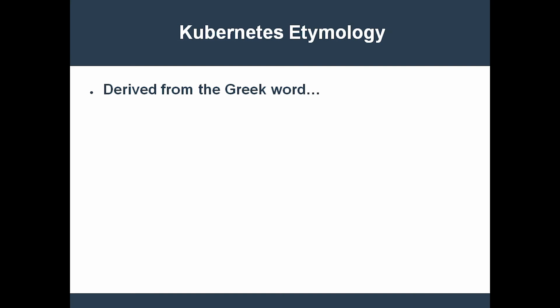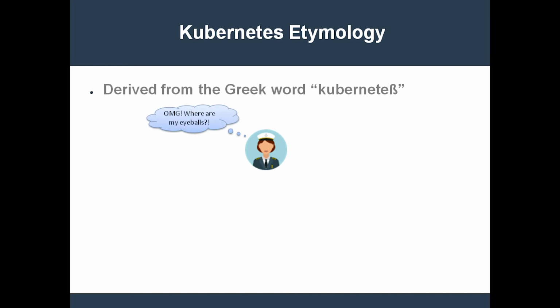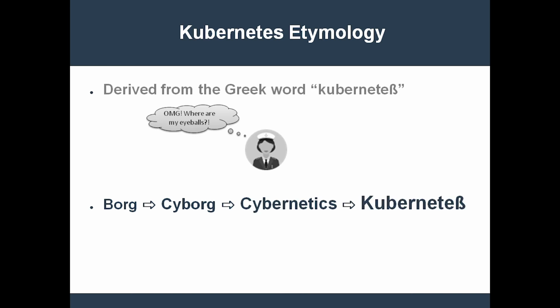Now, after a decade of experience with Borg, Google created a modern, open-source container orchestration platform called Kubernetes. The word Kubernetes derives from this Greek word, which means helmsman or pilot, as in someone who steers a ship. Interestingly enough, the word Borg also derives from the exact same Greek word. Coincidence? I think not.